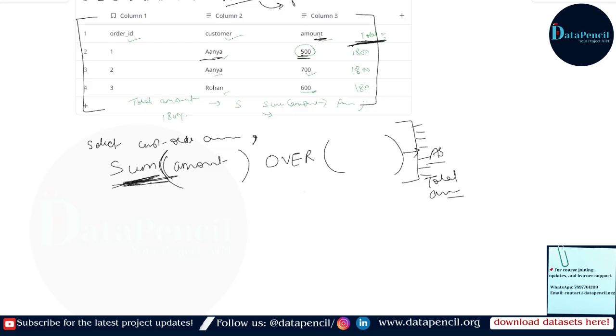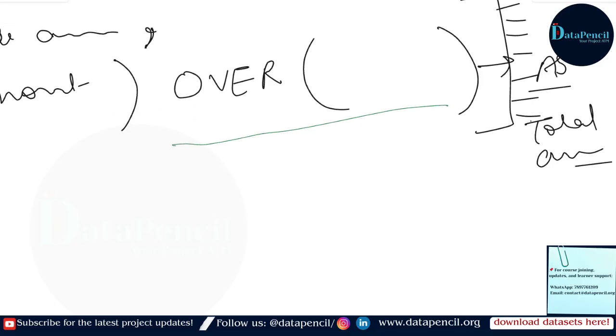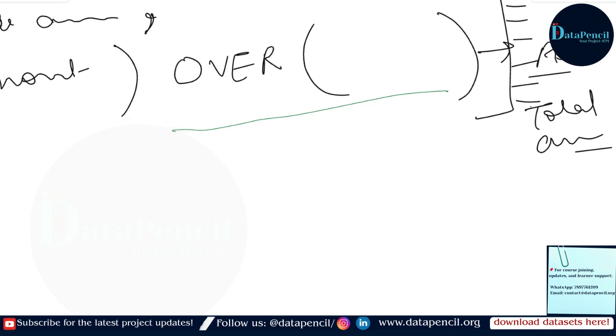Now the story is this: what will come inside this OVER, and what does this OVER basically mean? You can relate it with your real life. When you open your window, what do you see? There are some scenes that you see.